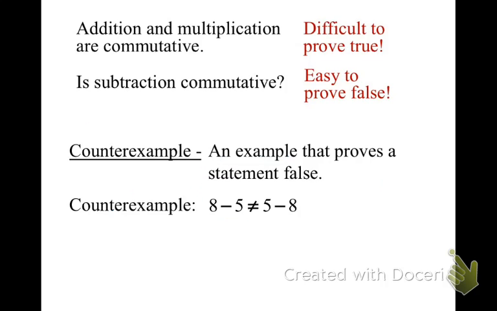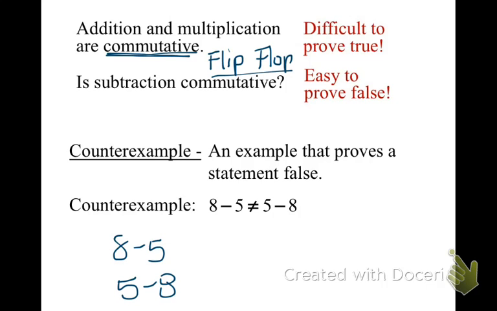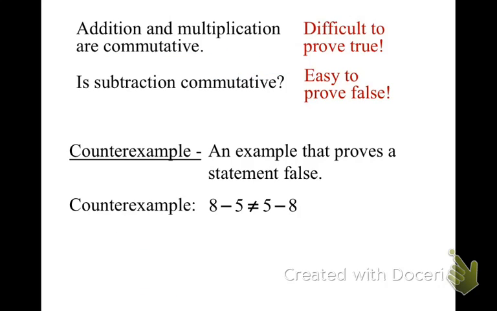Remember, with the commutative property, all we're doing is flip-flopping. So if I start with 8 minus 5, it should be the same exact thing as 5 minus 8. We've flipped or switched the places. So let's do some math. Now, what is 8 minus 5? You should do 8 minus 5 in your head, you should get 3. Now we look at this one though.